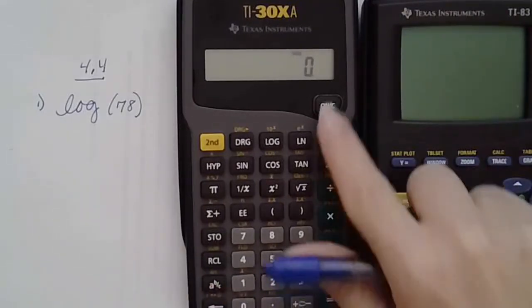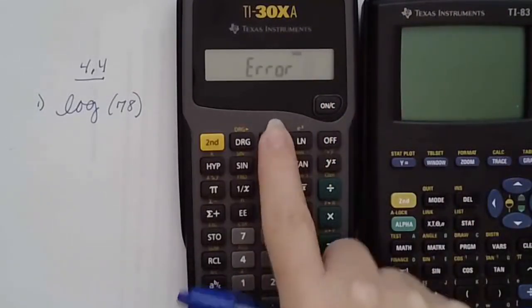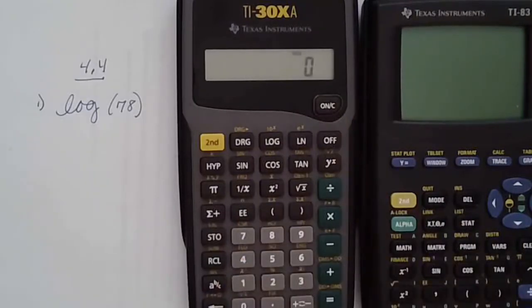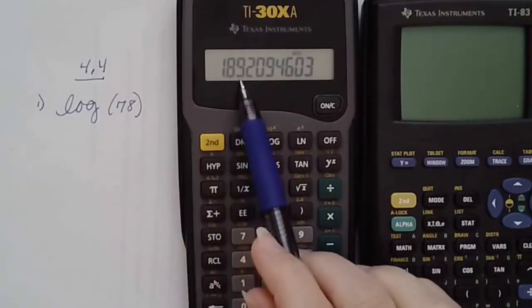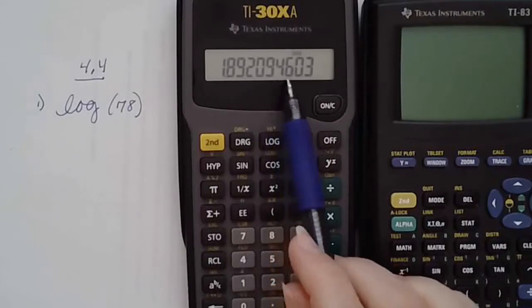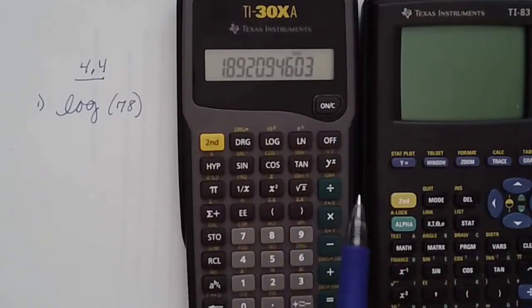So if we go over to, say, this calculator and we hit log, notice that on that one, I can't do log and then hit the number. It's what I call kind of a backwards calculator. You have to type in the argument of the log, the 78, and then hit the log button. Notice it is 1.89209, yada, yada.